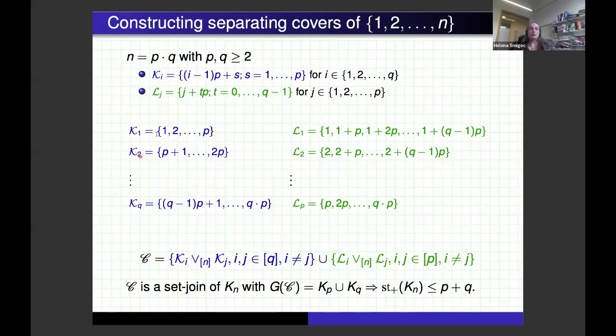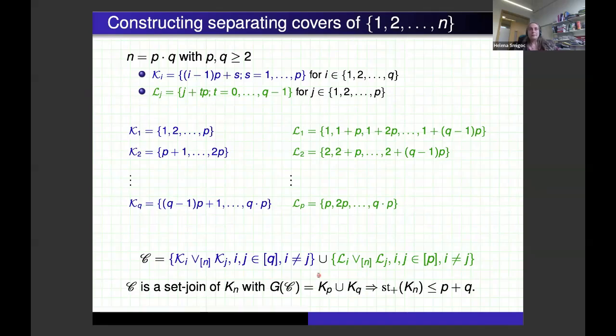And as we see in the 9 case, the blue ones already do a lot of separation, except they don't separate the numbers that are in the same set. So 1, 2 to p are not separated, but they appear in different sets in the L sets. So the first column will separate the elements in the first set, K1. The second column, 1 plus p, 2 plus p, to 2p, will separate the elements in K2, and so on. The cover, like before, will join all the Ks together and all the Ls together, and we get a set join cover of Kn.